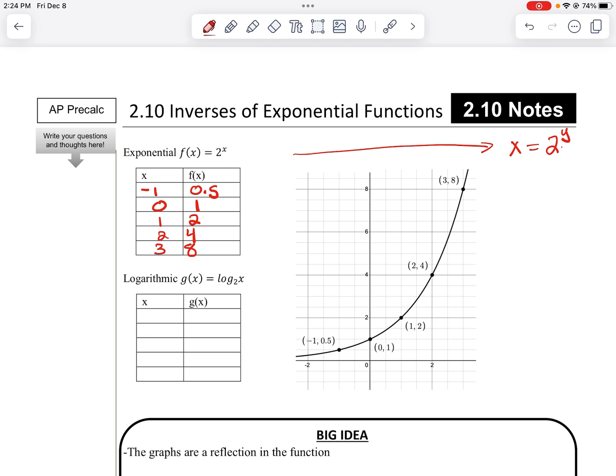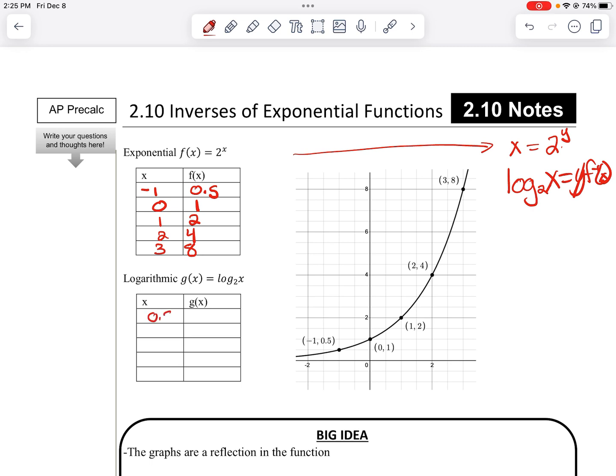Well, how do you solve for y? We can't, because it's in our exponent, so I can turn this into a log. So this would be log base 2 of x equals y. So that is our inverse function. I'll switch it to the inverse notation. If they're inverses of each other, we switch the x and y.